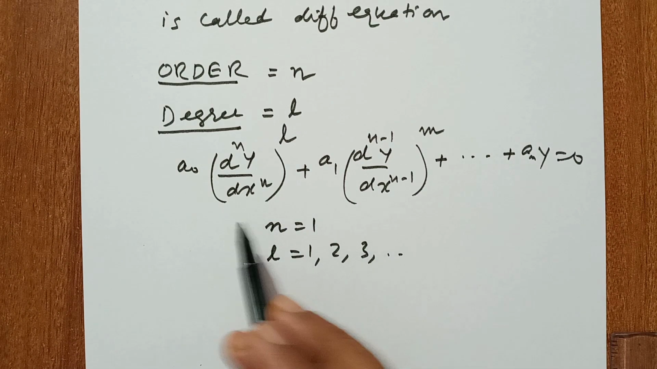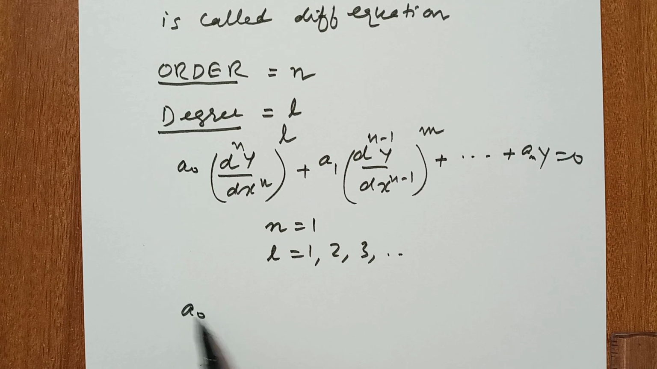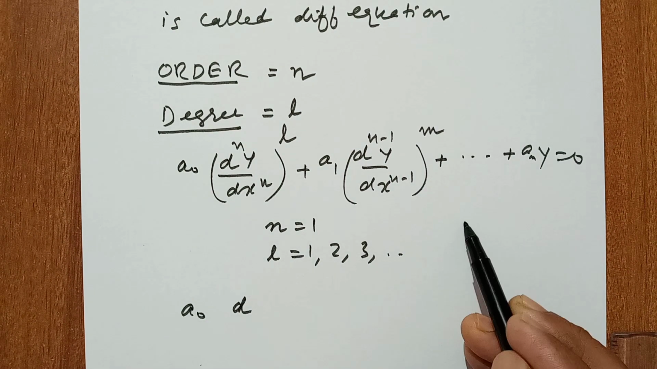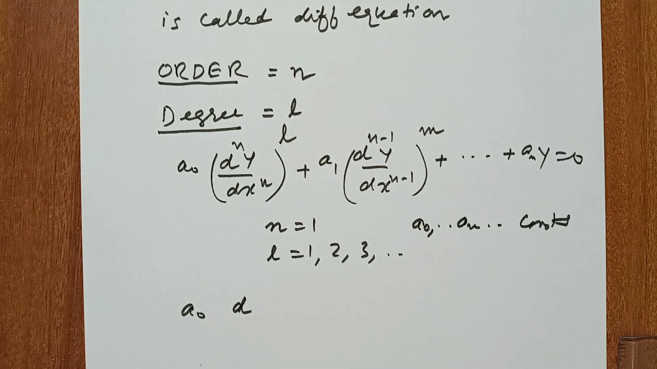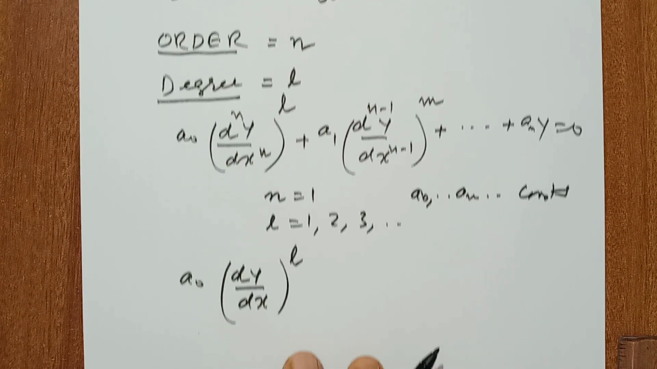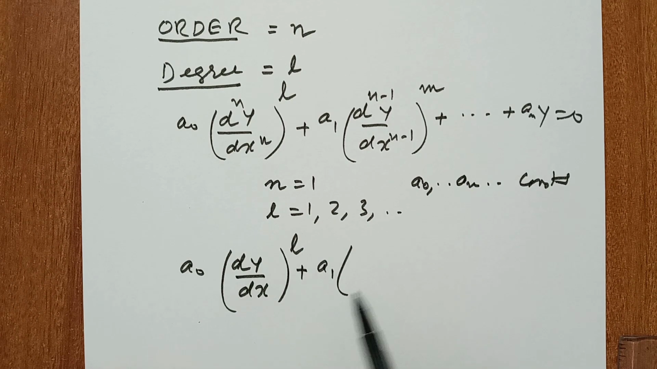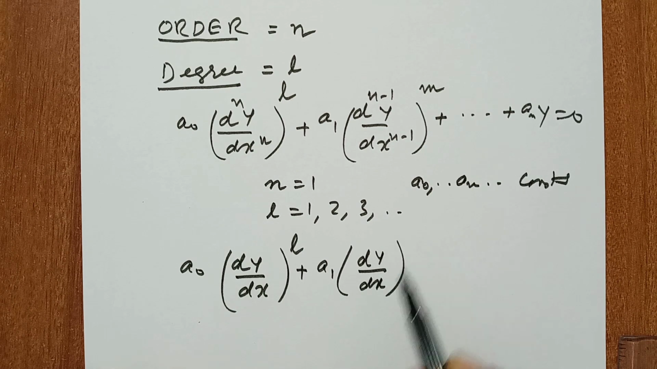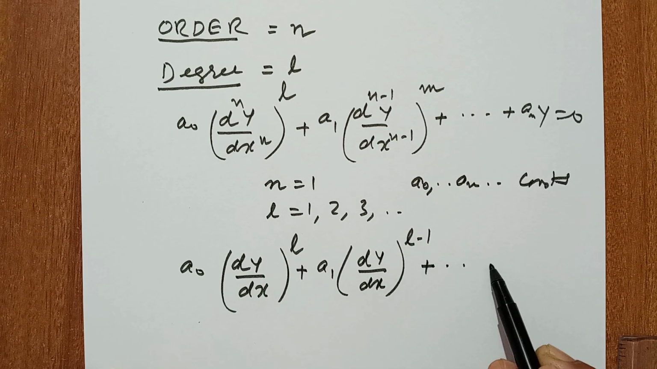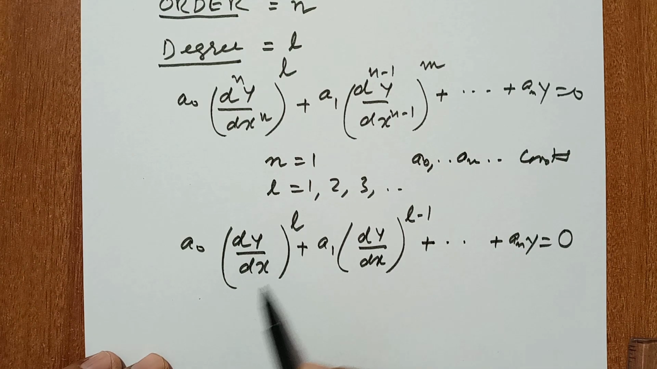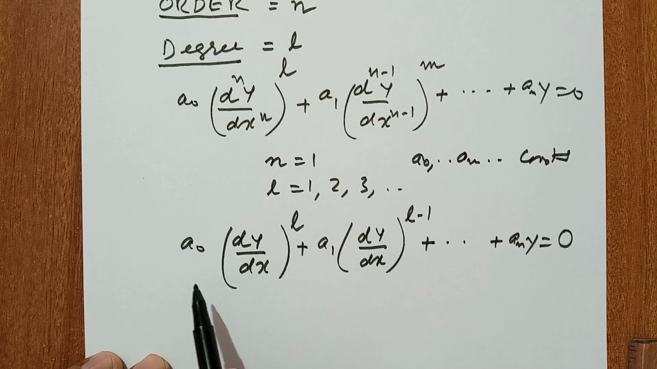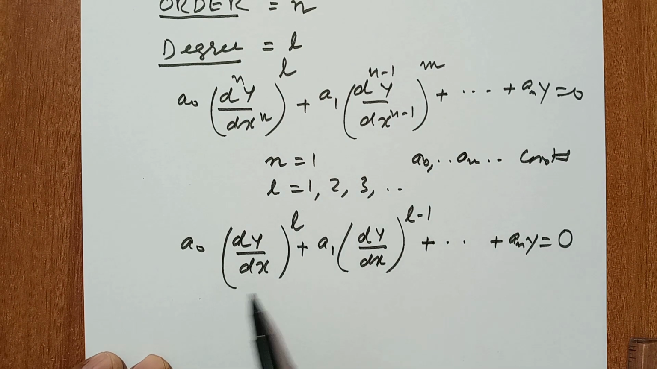In this chapter, we will study differential equations of the form a0 dy by dx to the power l plus a1 dy by dx to the power l minus 1 plus up to an y is equal to 0. Here a0, a1, an are constants. Here dy by dx means the order is 1, and the degree is greater than 1. So this is called a differential equation of first order and higher degree.